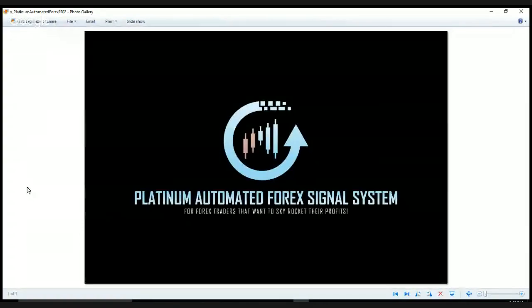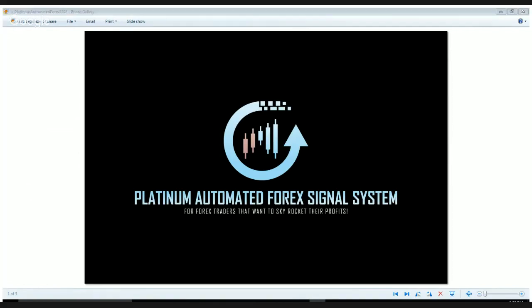Okay, so you should be able to see my Platinum Automated Forex Signal System. Now, I want to just briefly explain what this is. This is actually, I'm sorry, some of you can't see that. There we go. This is actually an upgraded version of my Trade Copier service. And by using the Platinum Automated Signal Service, you're going to be receiving 3 to 4 times more profits than my previous best Forex Trade Copier service.